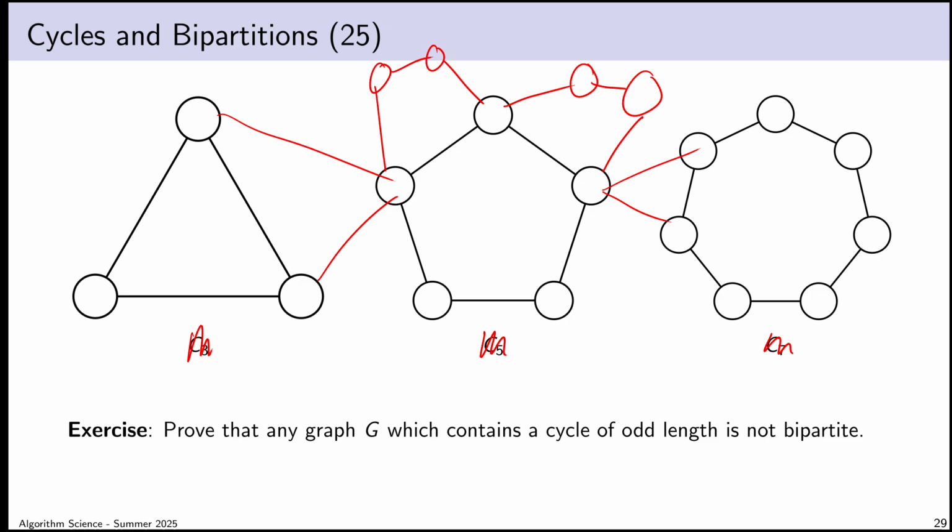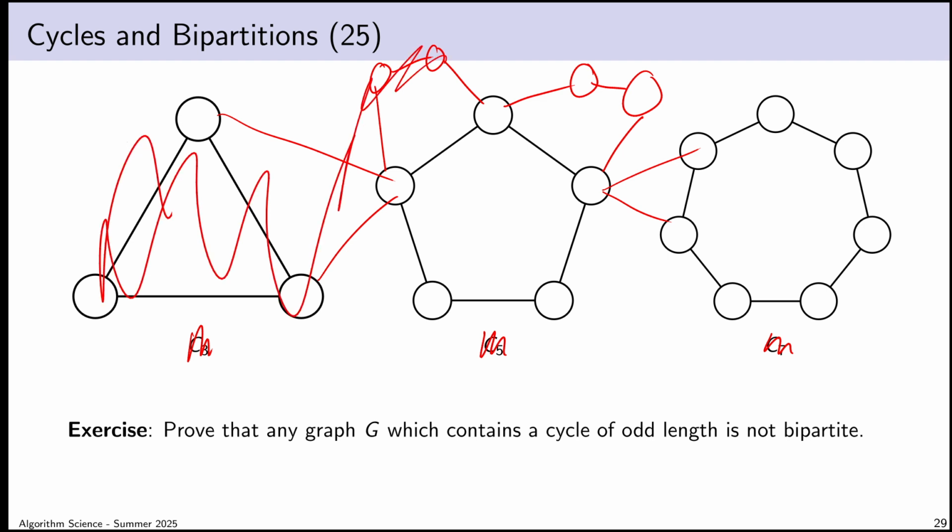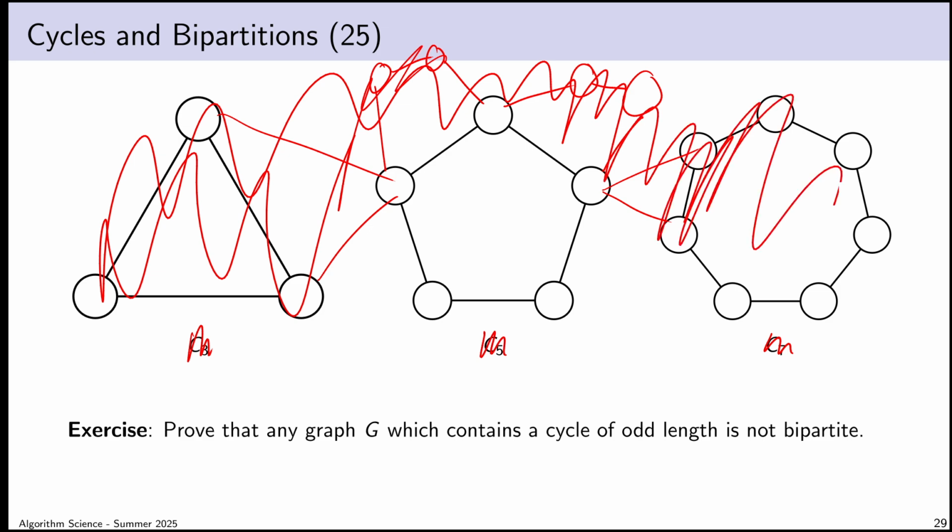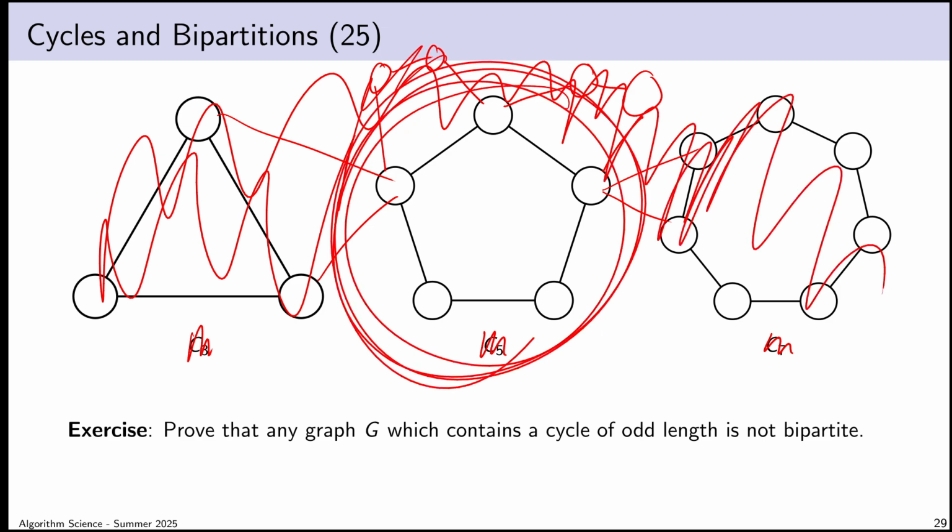And the way I would suggest proving this is, suppose a bipartition exists, and then strip away the rest of the graph, the part that isn't the odd cycle that you care about, and just look at that odd cycle, and argue that clearly that can't be a bipartition of the odd cycle.